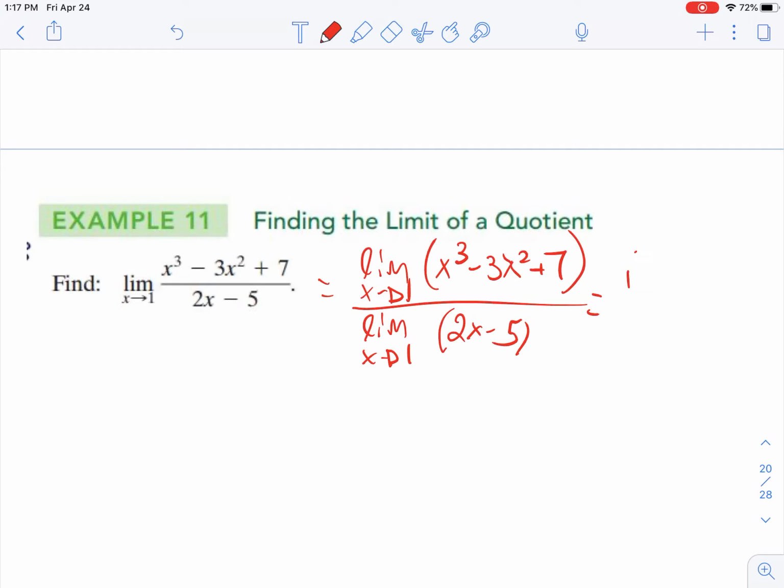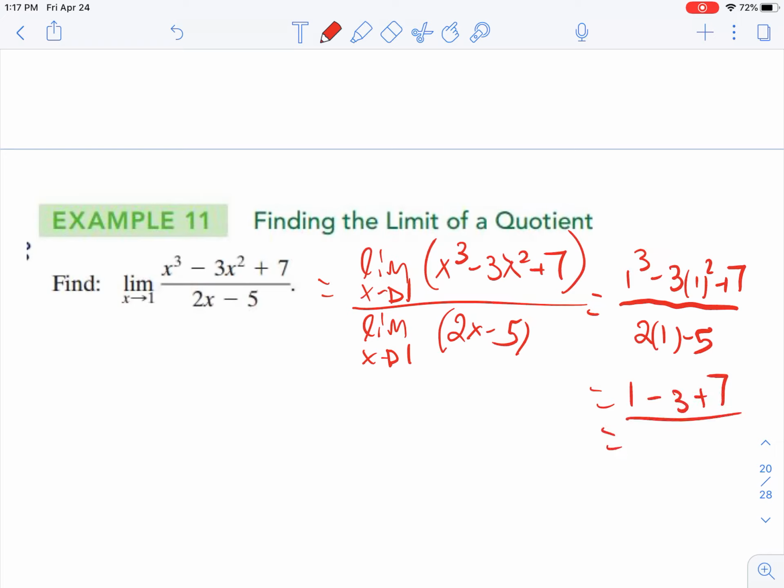So if I plug in 1, I'm going to get 1 cubed minus 3 times 1 squared plus 7, all over 2 times 1 minus 5. So with this, I'm going to get 1 minus 3 plus 7, all over 2 minus 5. From this, I'm going to get 7 minus 3 is 4, plus 1 is 5. I'm going to get 5 over negative 3, or negative 5/3. And there we go. We have our value.